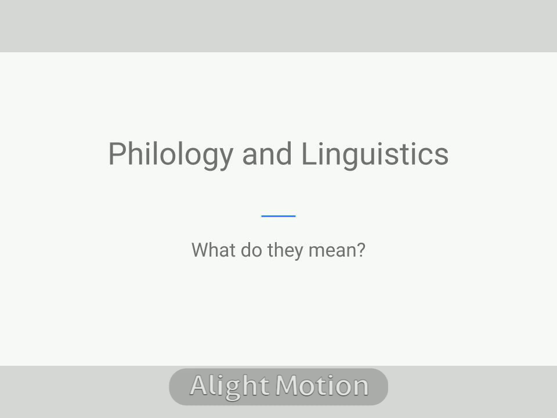Two terms that you might start hearing a lot are philology and linguistics. What do we mean by these two terms? M.H. Abrams explains that philology mainly refers to a diachronic study of language. And what is that? It is the study of the evolution of a family of languages and the changes that occur within particular languages with the passage of time.